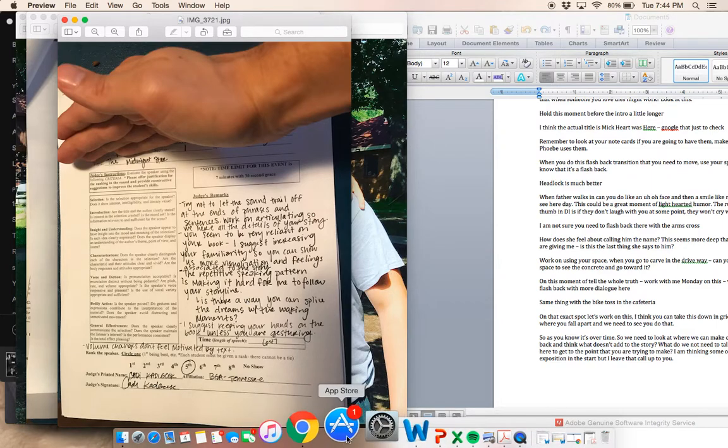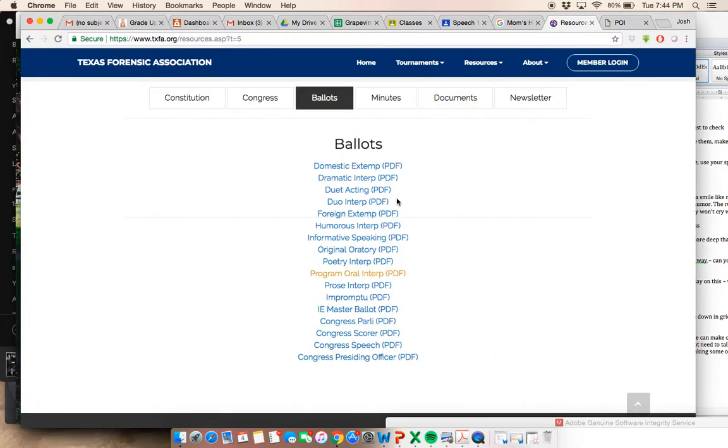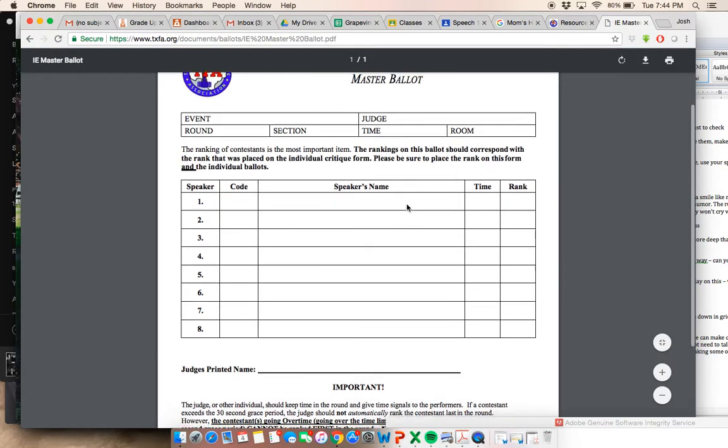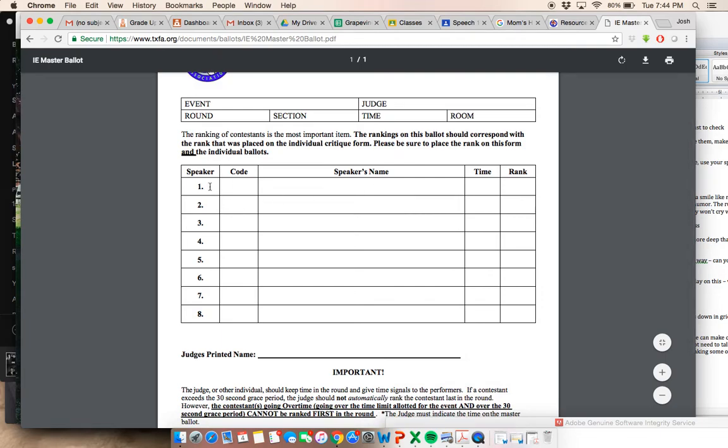Okay, so going back real quick, that's a quick overview. One of the things I just want to remind you of is when you get this master ballot, make sure that you put the speaker's title here in the middle and their rank.